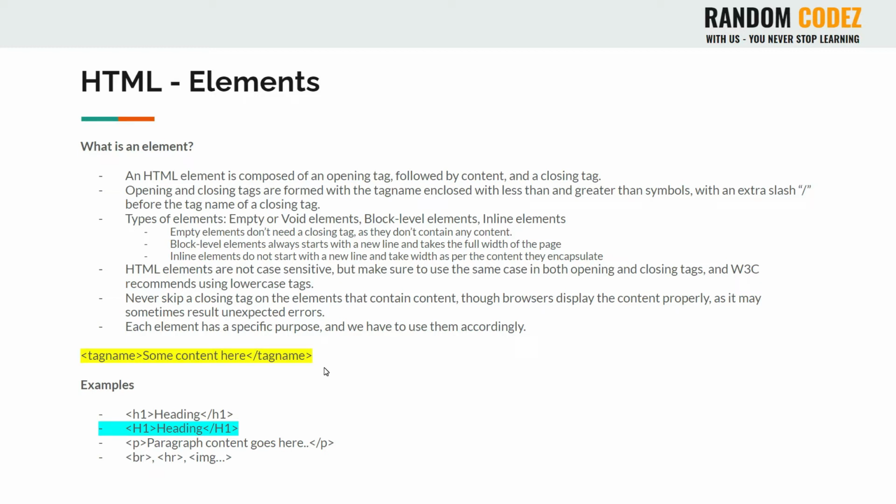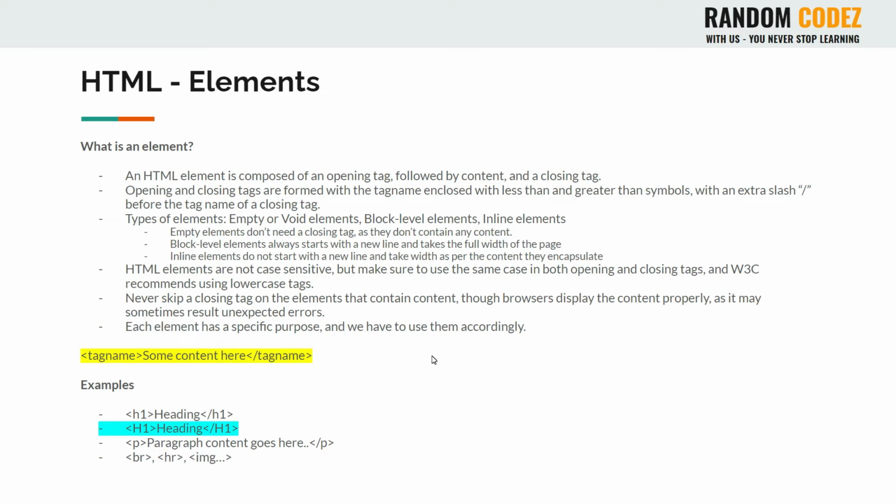Here is the prototype of an element which includes the tag name, content, and then the closing tag name. Here are some examples of elements. The first one is a heading element with h1 tag, and then the second one is also an h1 tag but with uppercase. And the next one is a paragraph tag which includes the content within the opening and the closing paragraph tags. And the last one is a list of empty elements.